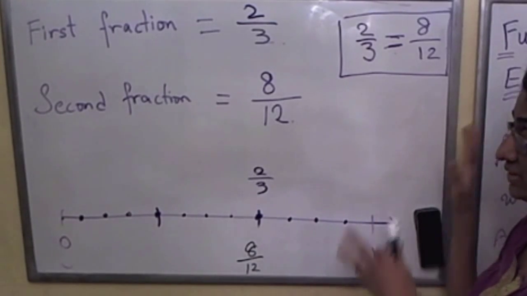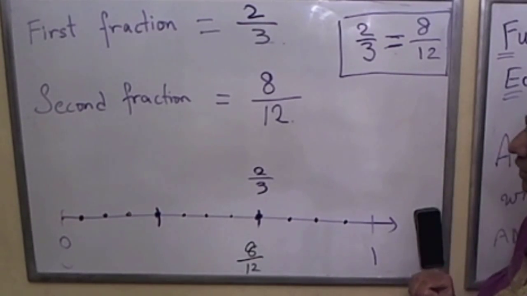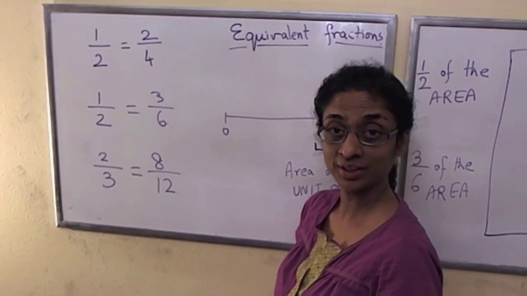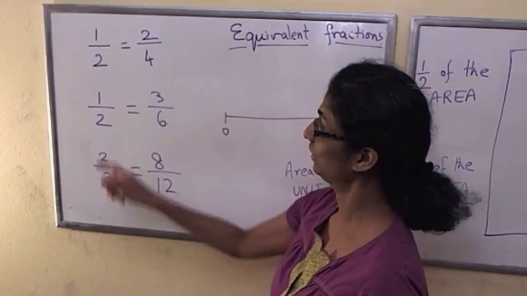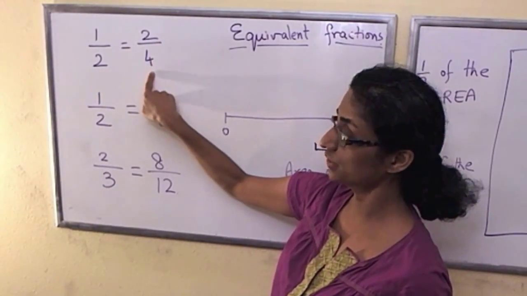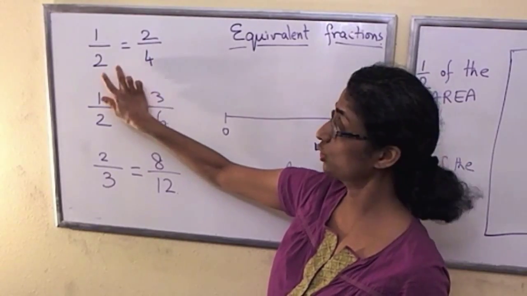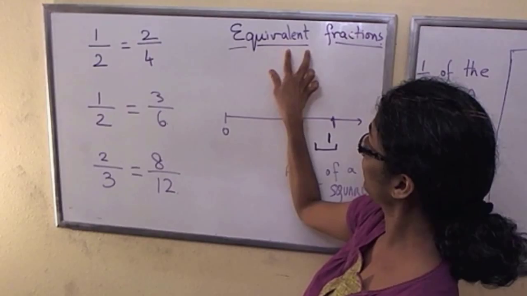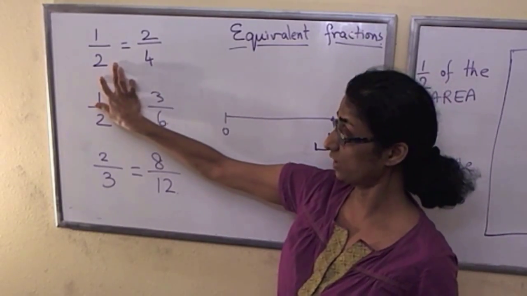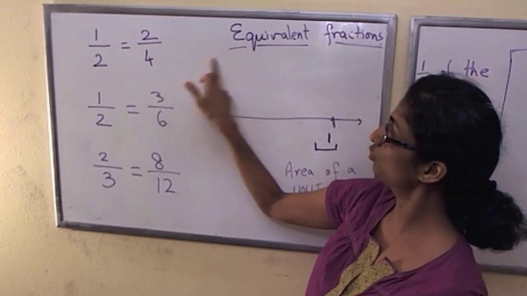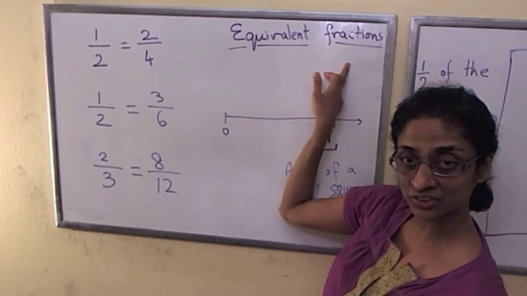Let's quickly summarize everything we have done so far. Using the same number line, you showed that 1/2 and 2/4 are the same point. So these 2 fractions are the same. Sometimes we use the word equivalent. We can say 1/2 and 2/4 are equal fractions. We can also say 1/2 and 2/4 are equivalent fractions.